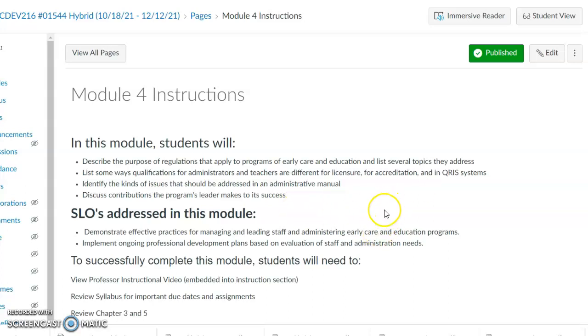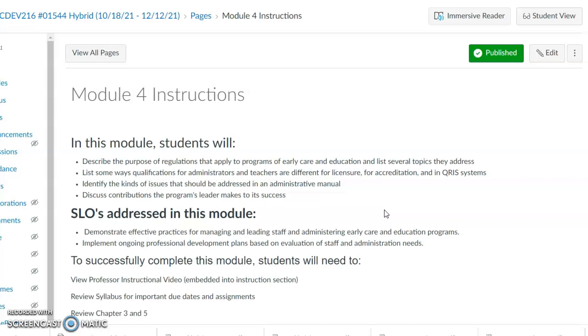So within this module, again, you are going to go over the regulations, which we really did quite deeply at our last meeting, and you all took different areas of the different titles and so forth, and that was really interesting. I also published all of your findings so all can review. So again, we'll be talking about the purpose of regulations, and we'll list some qualifications for administrators and teachers. Again, we covered that last week for accreditation, and we talked about QRS systems as well.